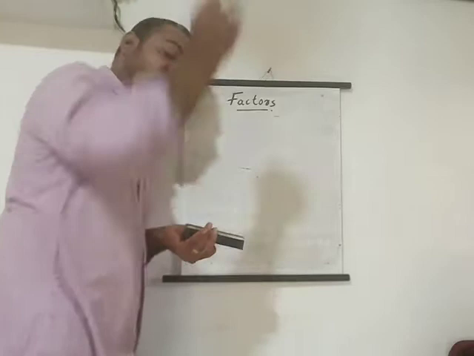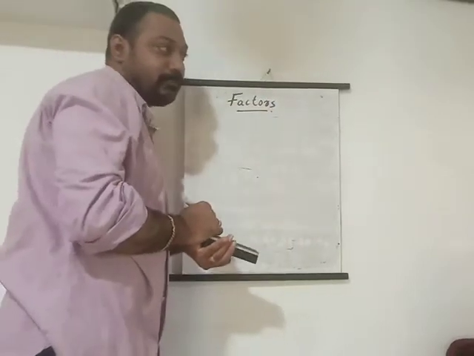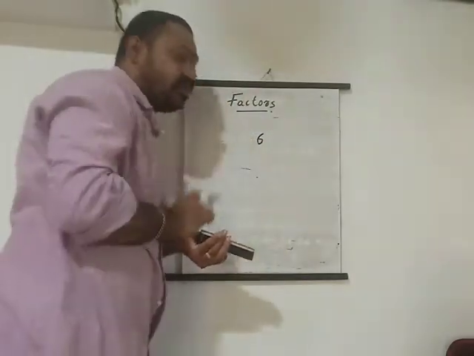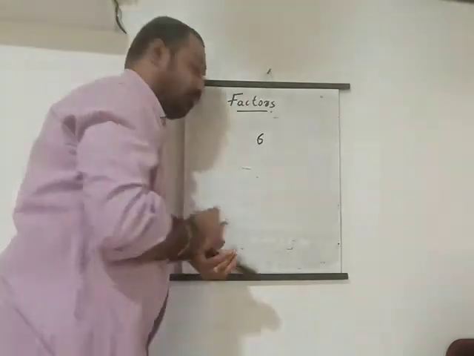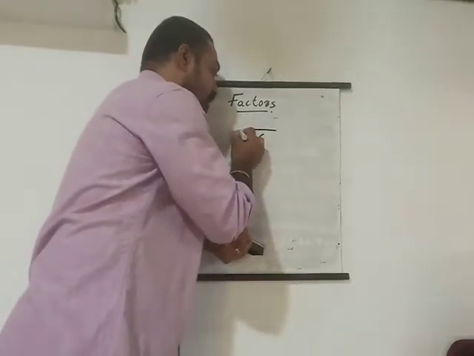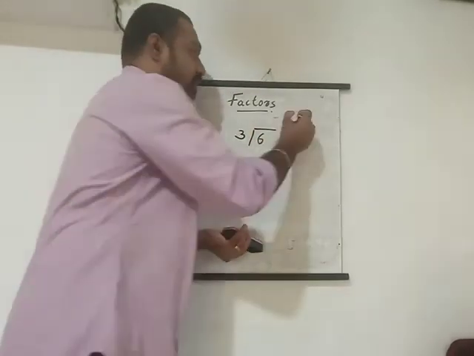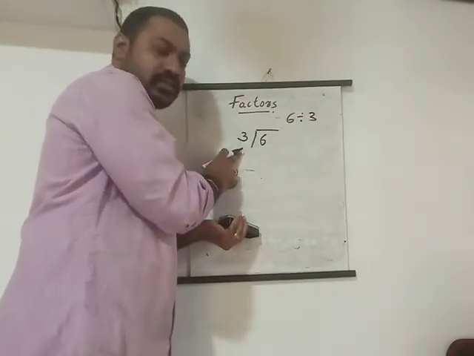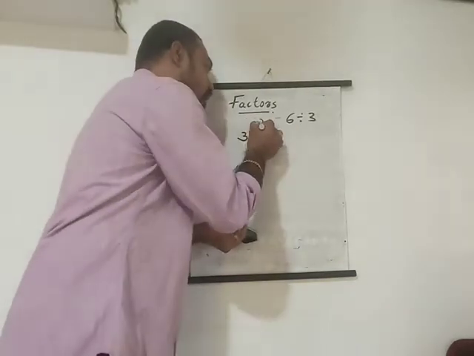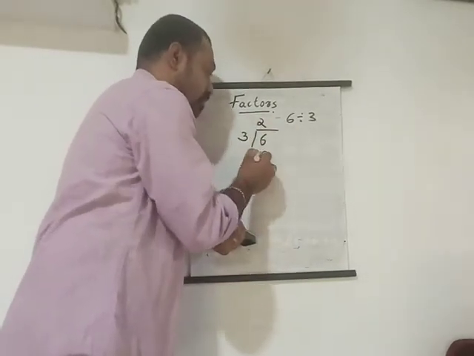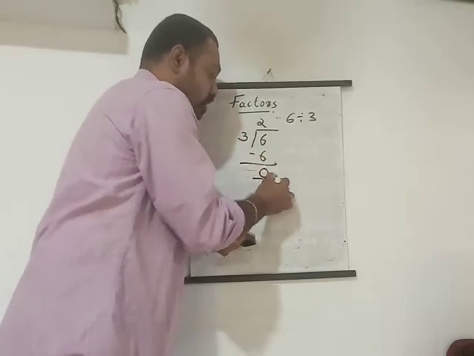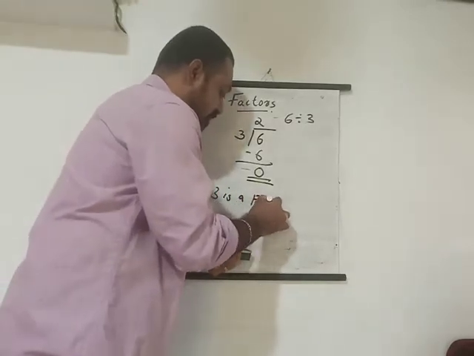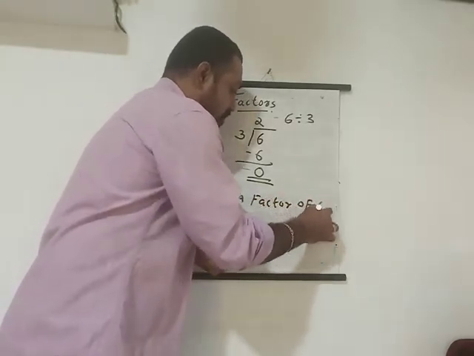I will explain it. For example, take the number 6. I am going to divide 6 with 3. So 6 divided by 3. How many times of 3 is 6? 1 3s are 3, 2 3s are 6. 2 into 3 is 6. 6 minus 6 is equal to 0. Here we can see that 3 is a factor of 6.